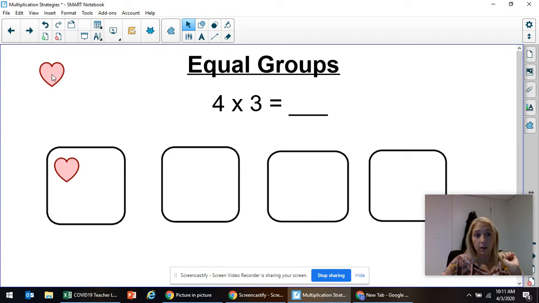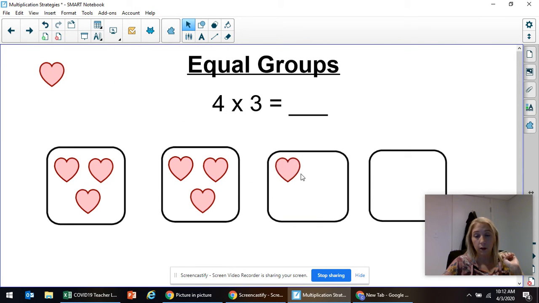1, 2, 3 in this one. We need 3 in the other one. 1, 2, 3. Keep going. 1, 2, 3. And yes, mine are cute little fancy hearts.